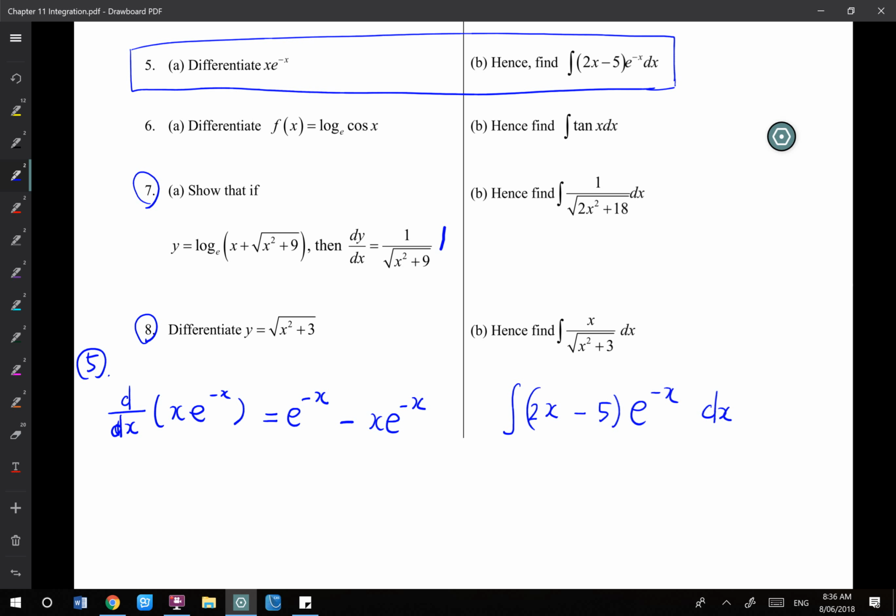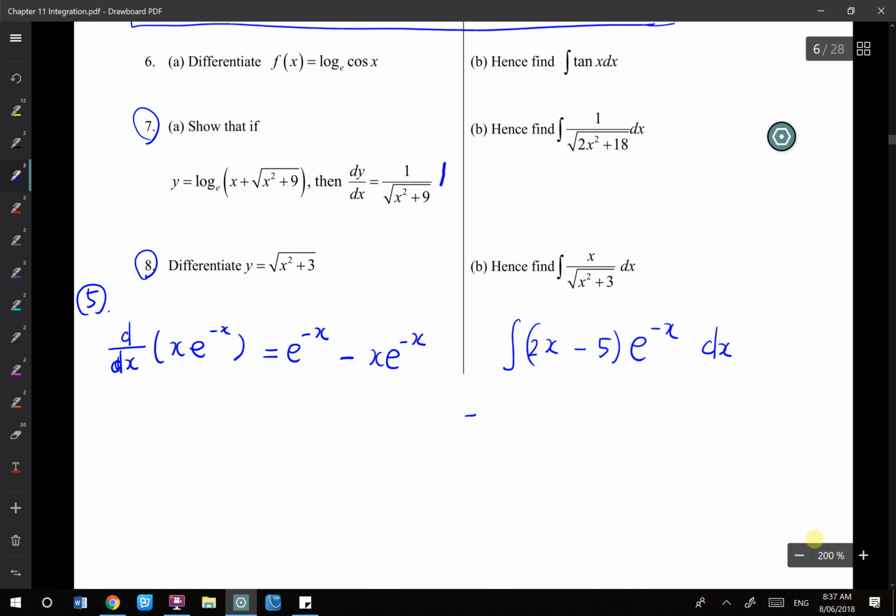When you see a bracket, when you multiply something together, we always think about expansion first, because we can't do something times something for the antidiff method. But we can expand it first, and then think about which part I know and which part I don't know. I can separate that into 2 antidiffs. So that's 2x times e to the power of minus x minus 5e to the power of minus x.